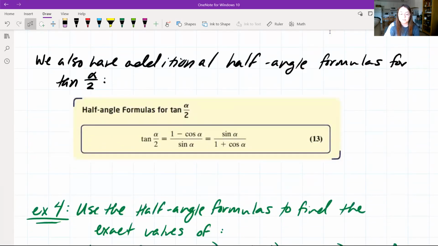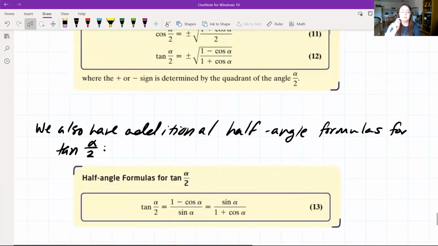We also have an additional half-angle formula for tangent of alpha over 2. Tangent of alpha over 2 can also be equal to 1 minus cosine of alpha divided by sine of alpha, which is also equal to sine of alpha divided by 1 plus cosine of alpha. So we have a few different equations for tangent of alpha over 2.